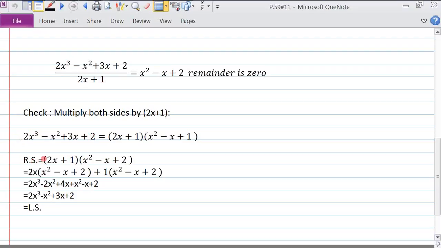So I started with the right side, I simplified it, and at the end it was equal to the left side. Well, the only way that could happen is if this divided by that gave me that. I'm checking whether the answer is correct.